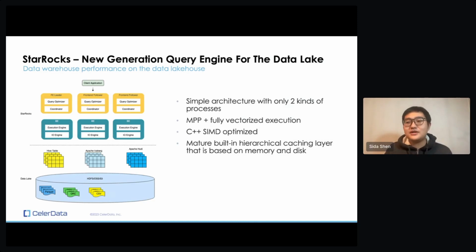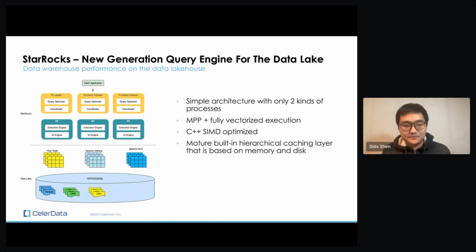StarRocks is a new generation query engine for the data lake. It has a really simple architecture with only two kinds of processes, FE and BE, and no external dependency, so it's easy to maintain. It has an MPP compute architecture with a fully vectorized execution layer, and it's also written in C++, so it's SIMD optimized.